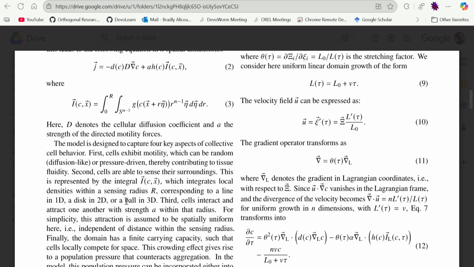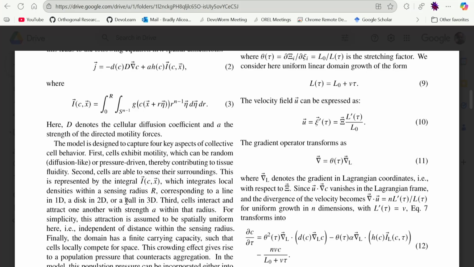If you have a 2-dimensional disk, the same principle holds true. You go in the direction of the stronger signal, and that gives you directional movement. Or you have a ball in 3D, so it just basically works the same way, except you have movement in these 3 dimensions. So that's how that works.